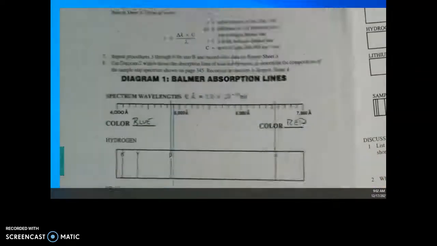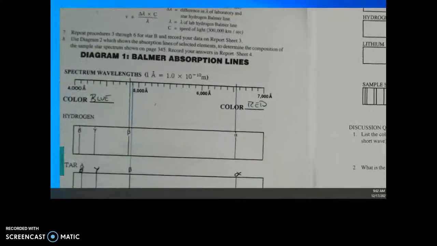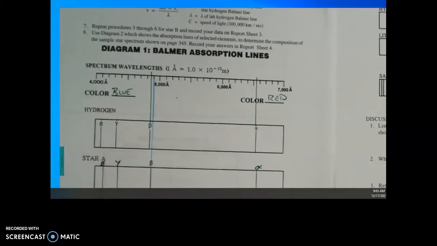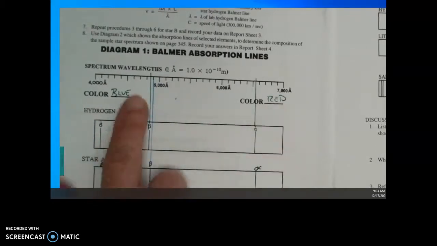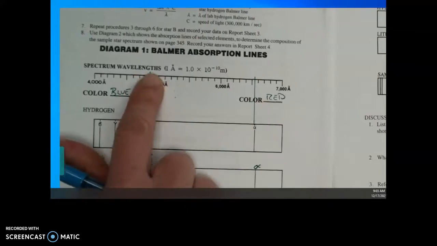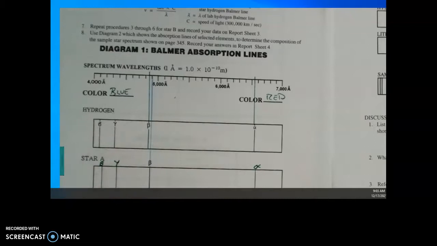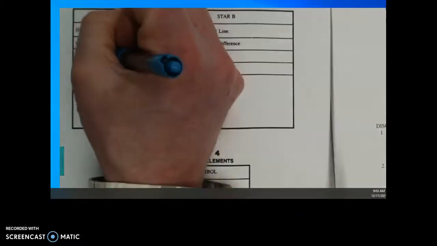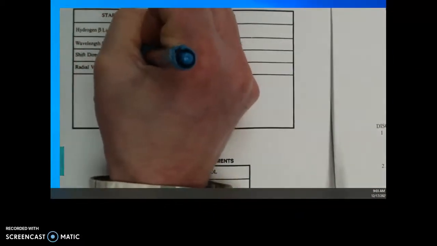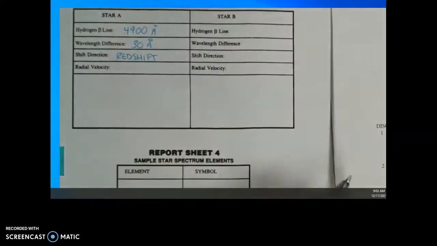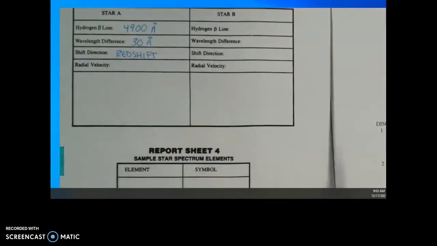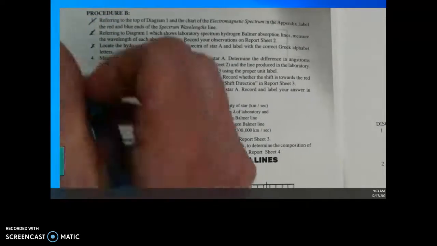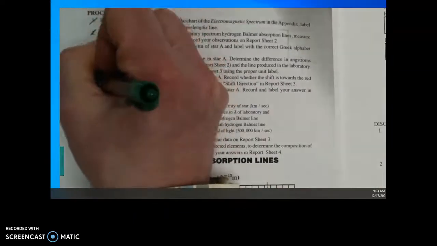The shift direction. Now, from our laboratory spectra to the star, did it shift to the red end of the spectrum or to the blue? Because here, my green one was my original, so my blue one's my star. Did it shift this way or this way? To the red side. To the red, yeah, it shifted to the red. So shift direction, you could say it's red shifted, or red shift is fine. And by doing that, guys, we've actually accomplished now number 4 and number 5.